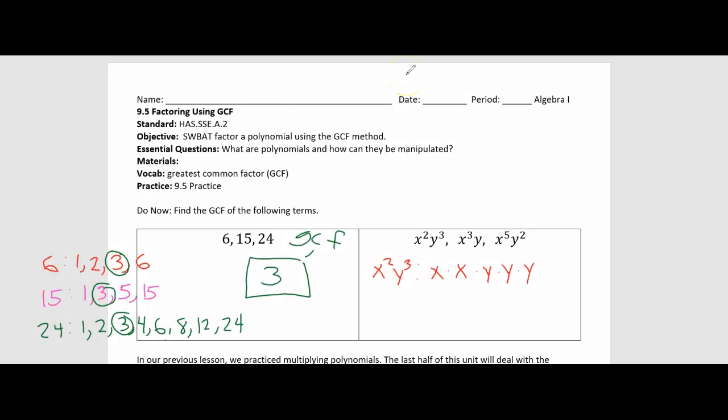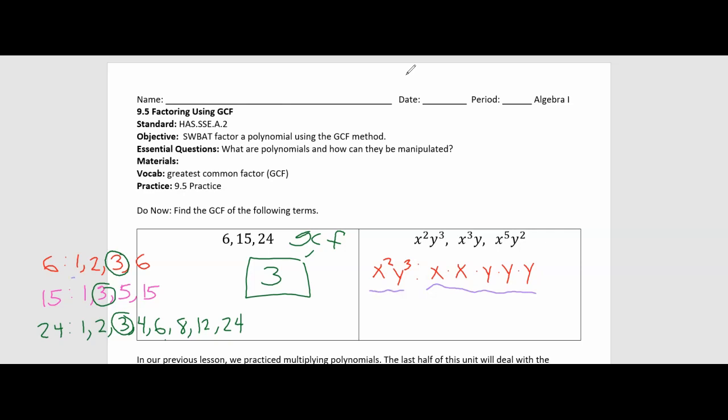Now you'll notice I'm writing this list a little differently than I did the numbers. I'm actually just writing out the total number of variables for each variable, right? There's 2 x's that I need to multiply together and 3 y's. So if I multiplied all of these together, that would give me x squared times y cubed.